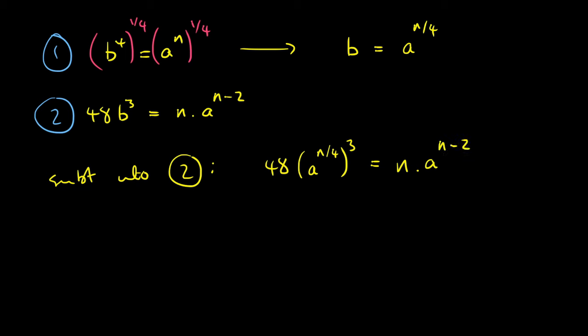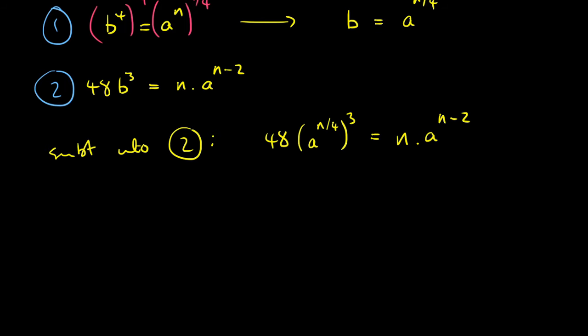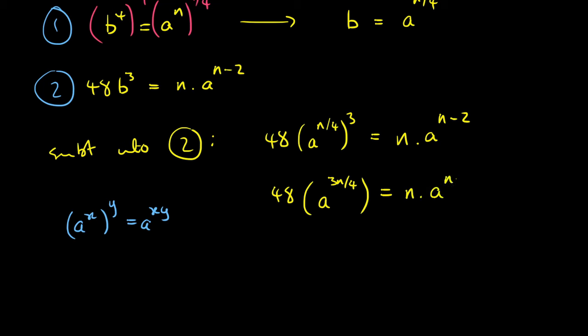All right, now, I'm going to deal with a to the power of n upon 4 to the power of 3 first. So my other indices rule, which hopefully you know, is that if I've got a to the power of x to the power of y, then I multiply the powers. I get a to the power of x times y. So this is going to be 48 times a to the power of 3n upon 4, right? Because n upon 4 times 3 is 3n upon 4. And that's equal to n times a to the power of n minus 2.